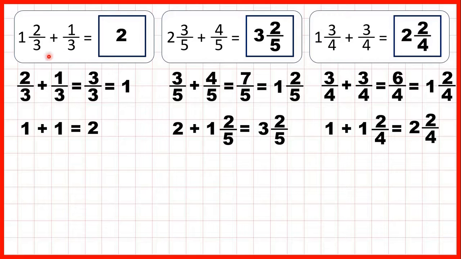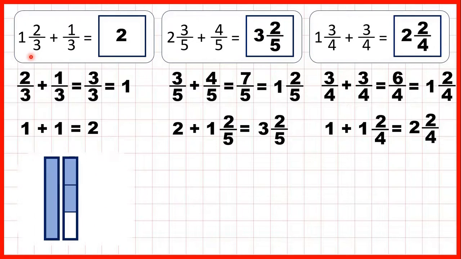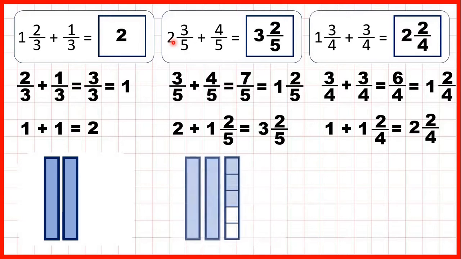And we can see what we were doing here. So for this first question, we started with 1 2/3, and we were adding 1/3. But when we added our fractions, we got 3/3, and 3/3 is the same as 1 whole. So putting that together with the 1 whole that we started with in our question gave us 2 wholes as our answer. Then we had 2 3/5, and we were adding 4/5.